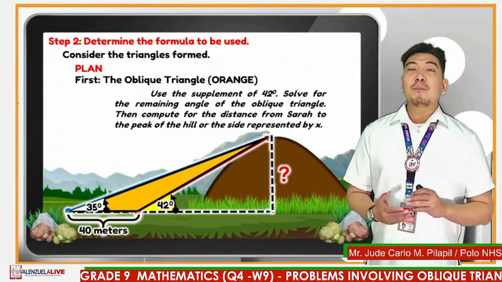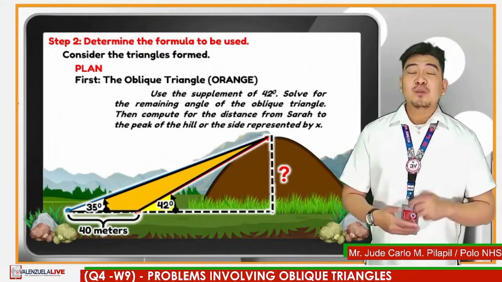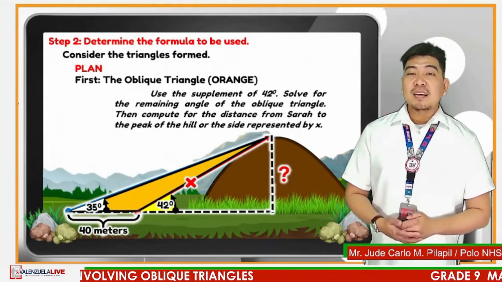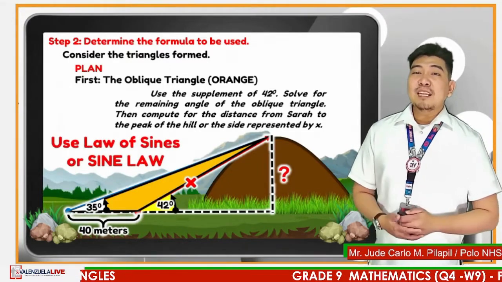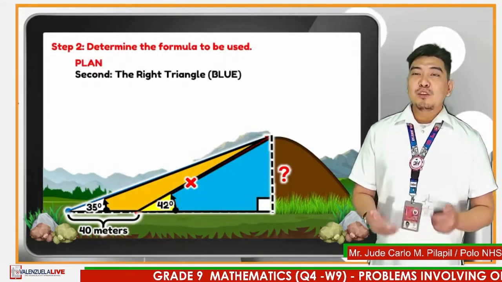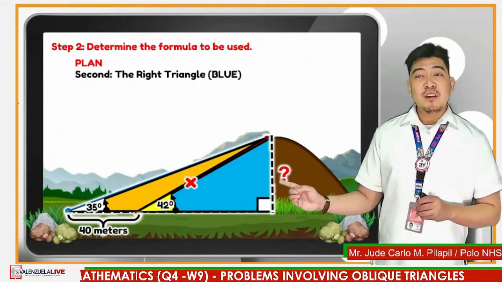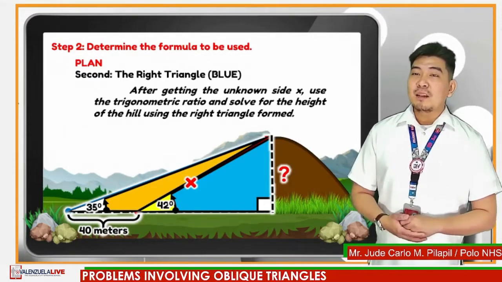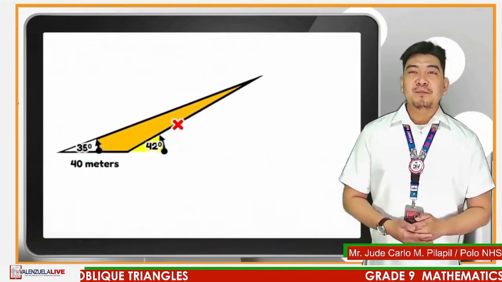Furthermore, we need to compute the distance from Sarah to the peak of the hill, which is represented by the variable x. To solve for the value of x, we will use the sine law. After getting the value of x, we go to step number 2 of the plan. Using the right triangle described by the blue triangle in the figure, we use the trigonometric ratio and solve for the height of the hill. Now, let us go over and do the plan.